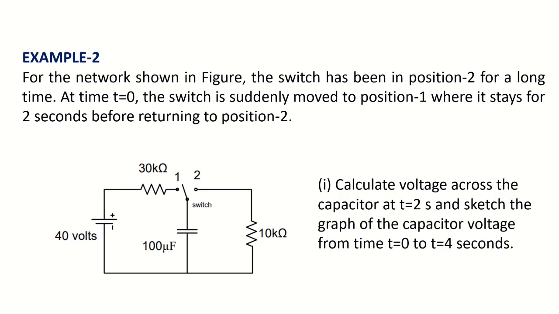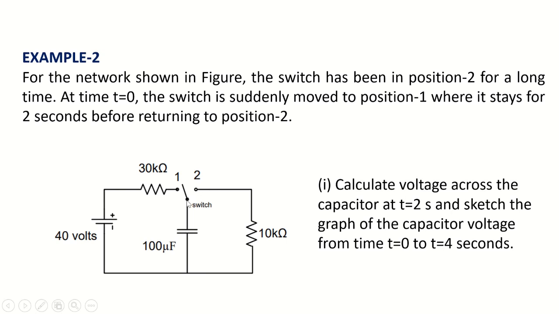So in this example, for the network shown in the figure, the switch has been in position 2 for a long time. At time t equal to 0, the switch is suddenly moved to position 1. Initially the capacitor is uncharged before the switch is moved to position 1. The switch will remain in position 1 for 2 seconds, and after that it returns to position 2. That's what is given.